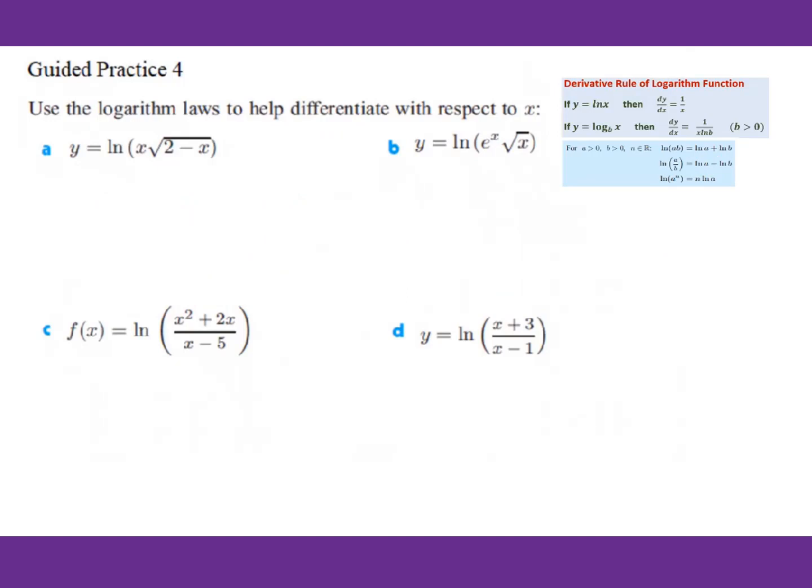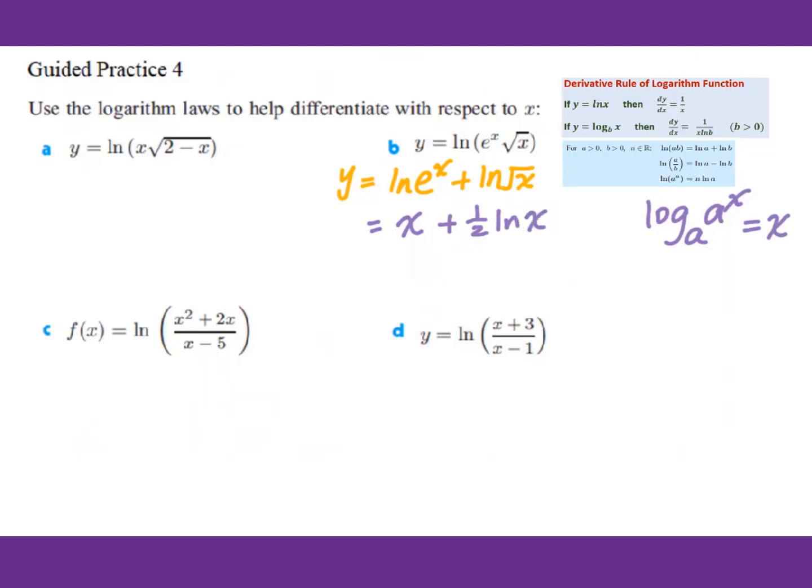Now let's go to B. Still, we do the expansion first. You will get the y equals natural log of e to the x power plus natural log of square root of x. Natural log of e to the x power, that means x, because log base a of a to the x power equals x. Then plus 1/2 natural log of x.